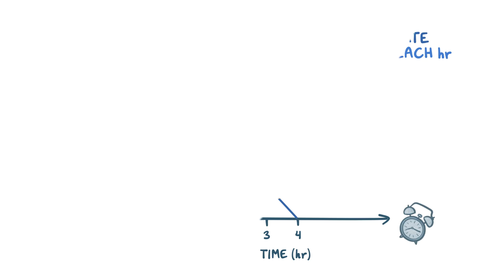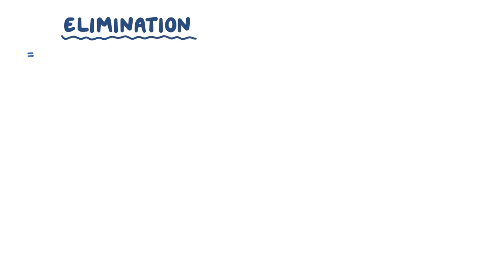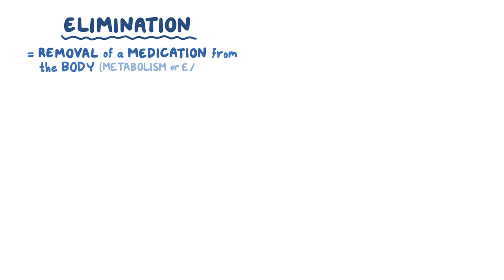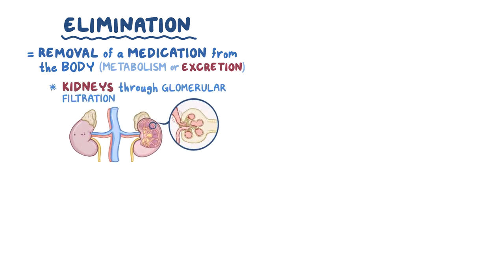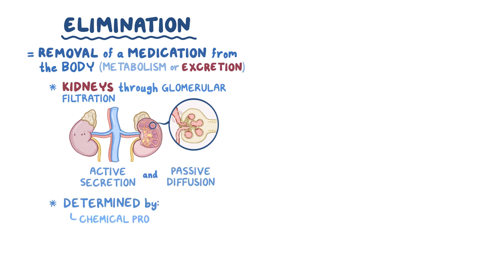Alright, as a quick recap. Elimination refers to the removal of a medication from the body either through metabolism or excretion. Excretion is done primarily by the kidneys through glomerular filtration, active secretion, and passive diffusion, and is determined by the chemical properties of the medication and the pH of the urine. Other routes of excretion include mainly the bile, feces, and lungs.